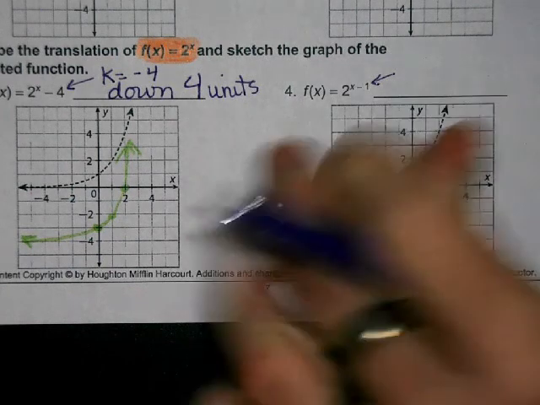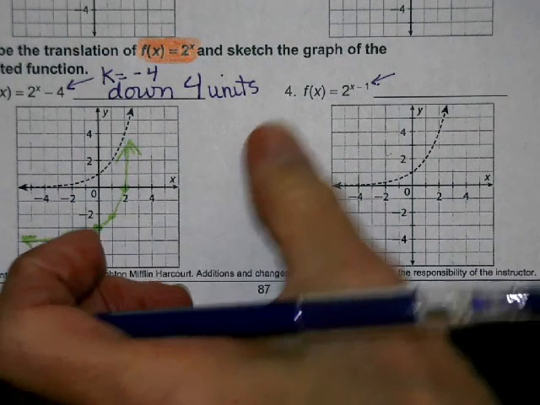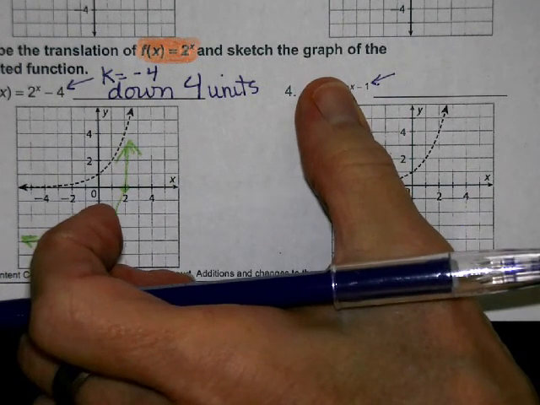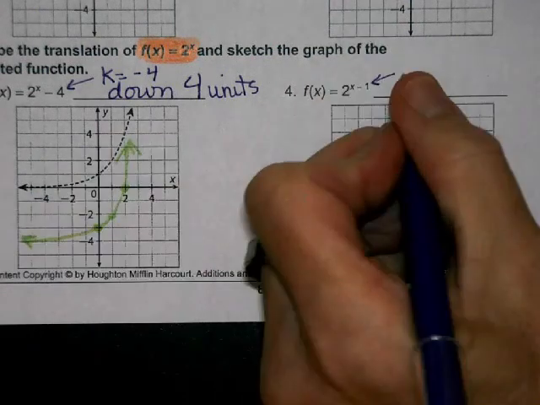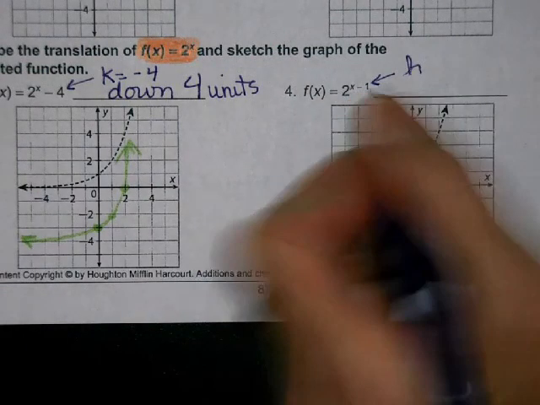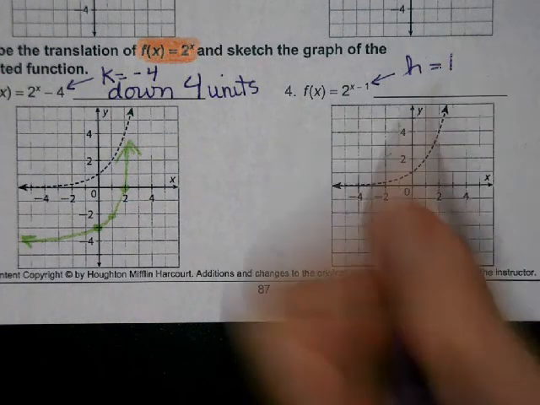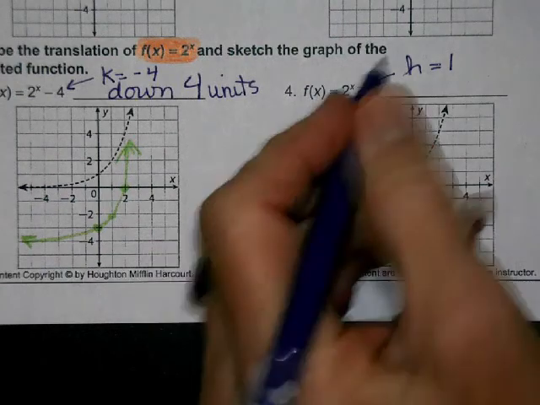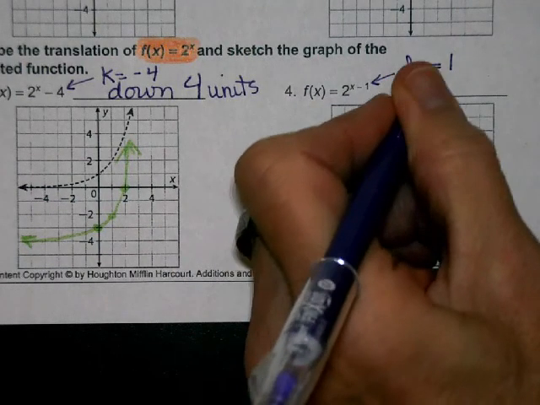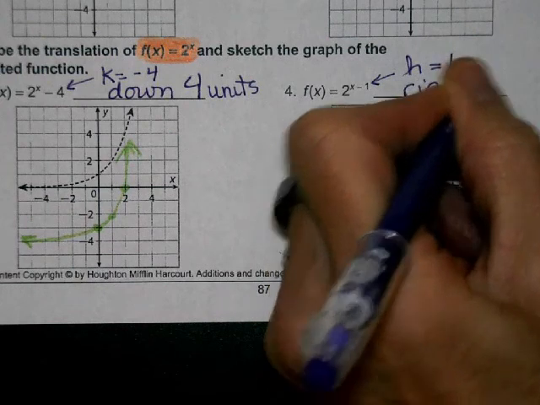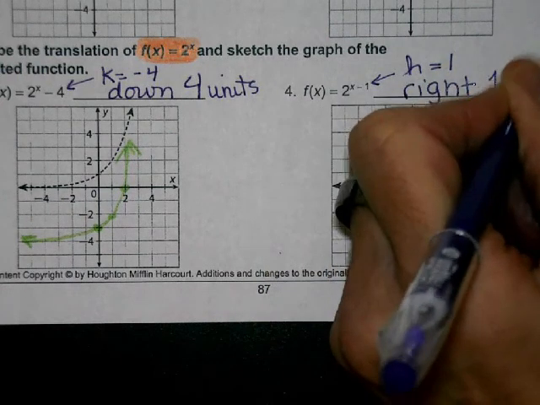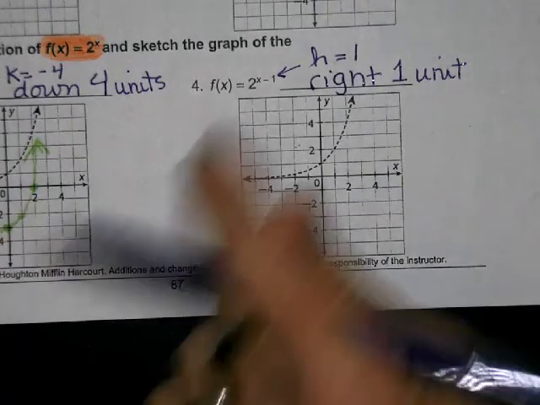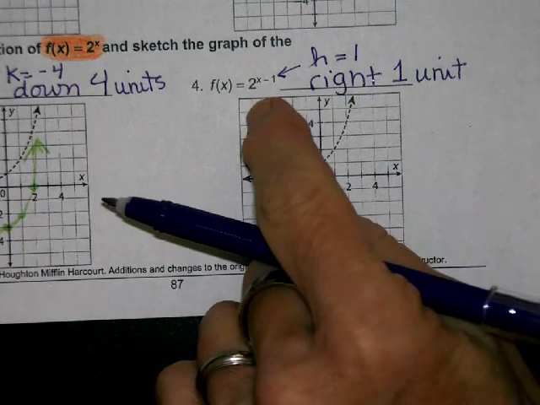Alrighty. So here, you see it messing with the x, friends? See how it's connected with the x? So that's an H. And it looks negative, but it's really positive. So if H is positive, what direction do we move? Good job.